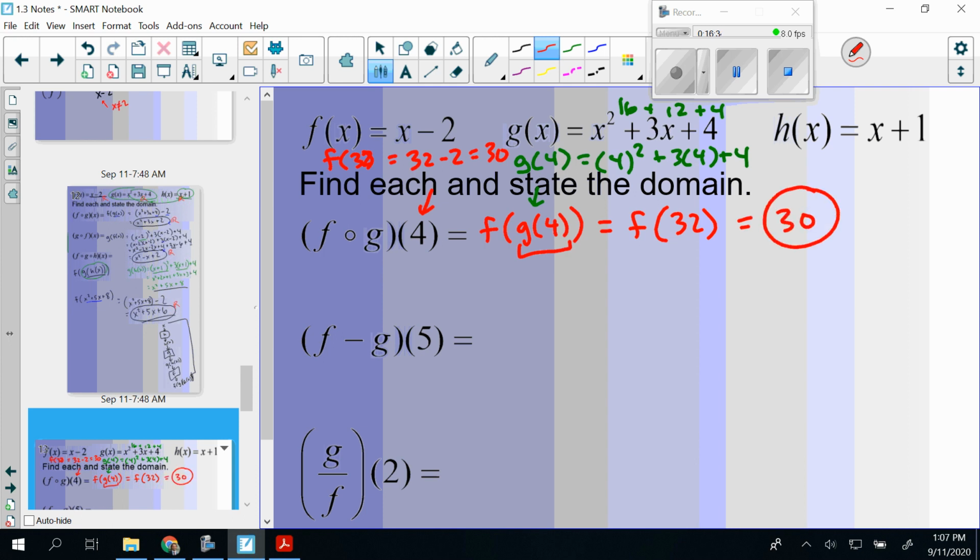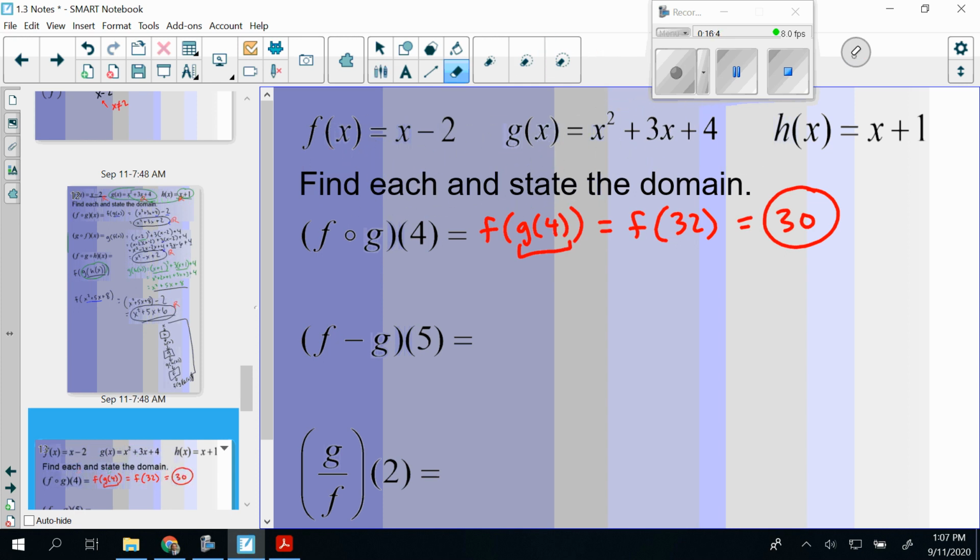So if you're doing these compositions with numbers, it actually becomes a little bit easier. You just have to figure one part out at a time until you get the answer.